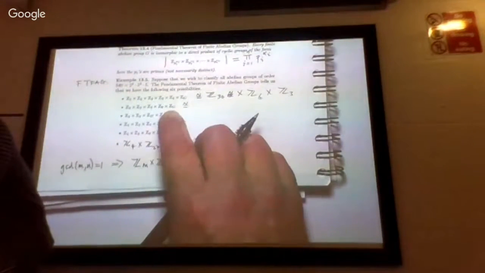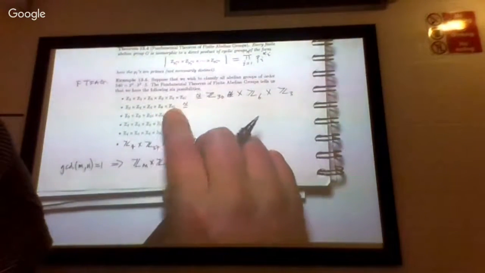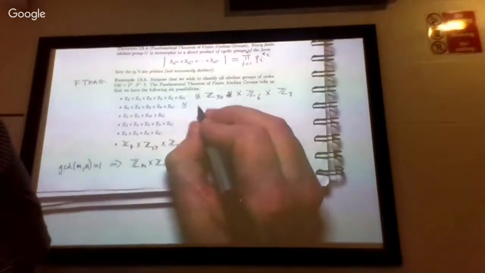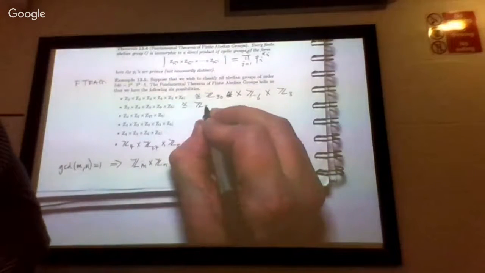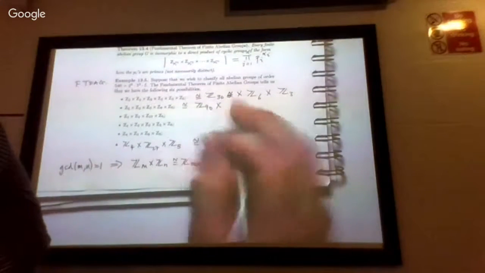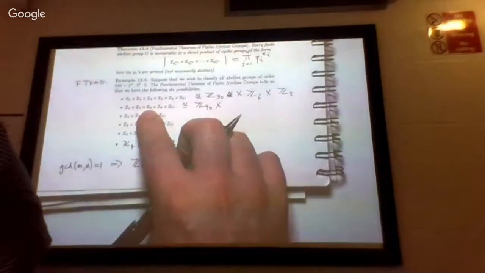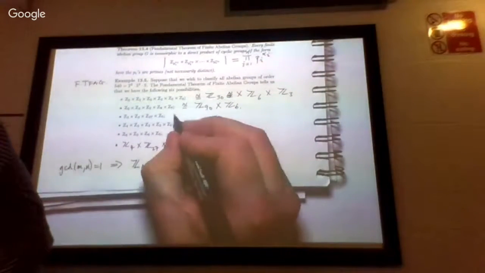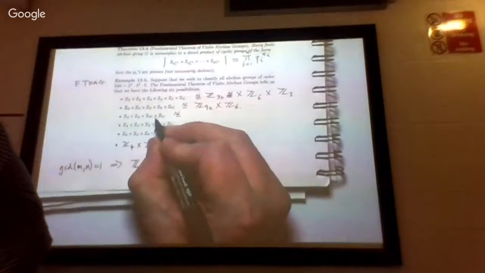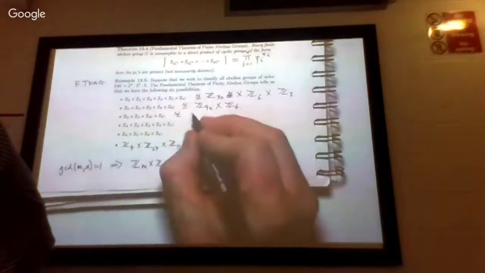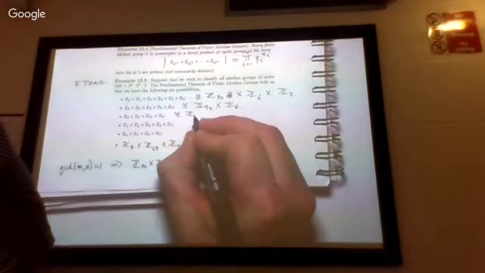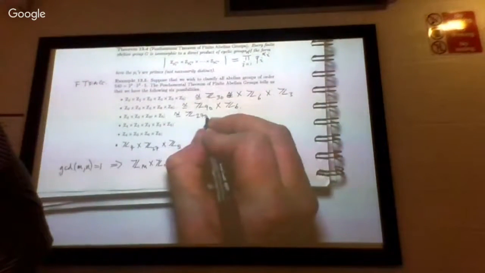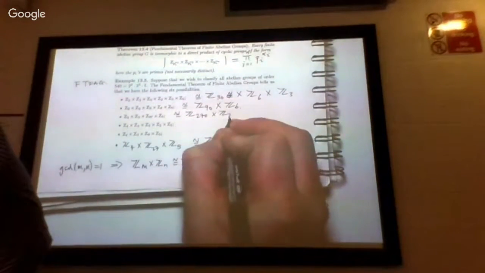Well, here I can take the 5, the 9, and the 2. 5 by 9 is 45, and by 2 is Z90. And then what's remaining? The Z3, the other Z2, Z6. Here I can take the 5 and the 27 and the Z2, so that's Z270 plus Z2.